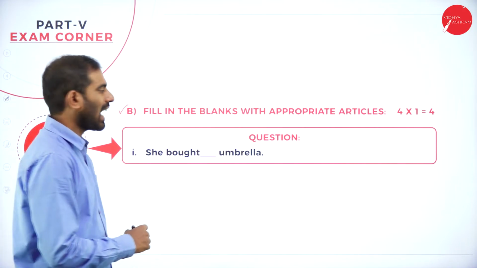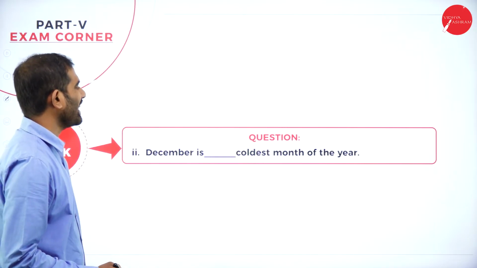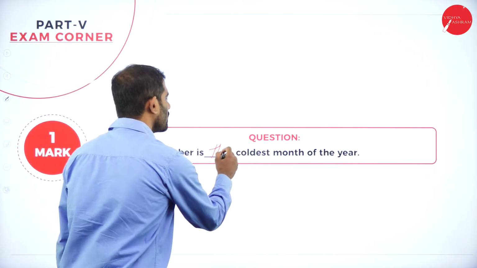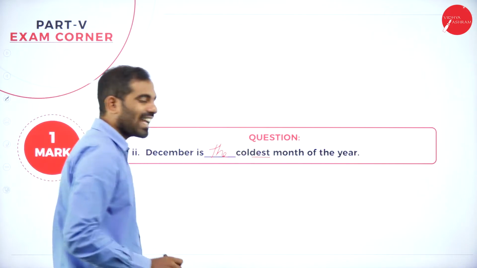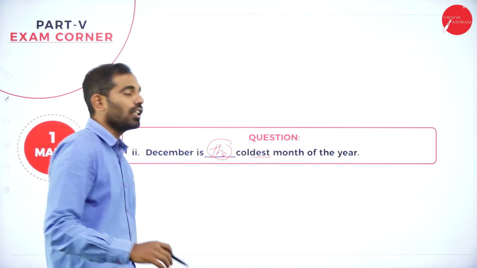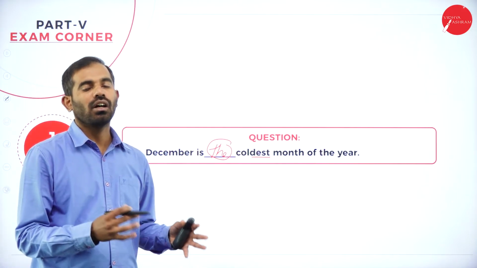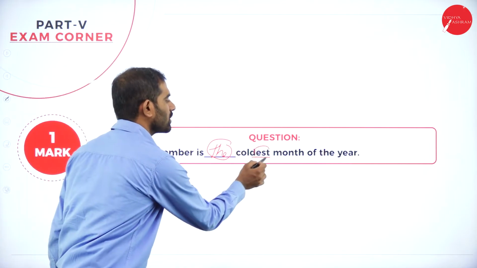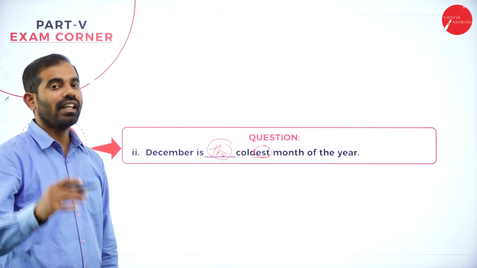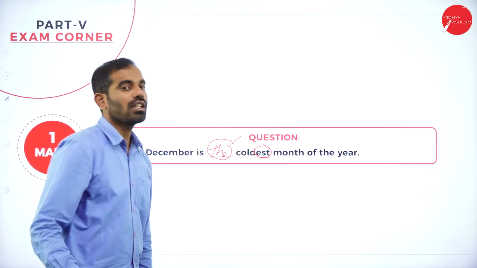She bought an umbrella because it's a vowel. December is the coldest. Coldest, because it is the superlative degree, the is used here. Coldest, hottest, coolest, tallest, worst. So this is superlative degree. Any word in the superlative degree will usually take the.